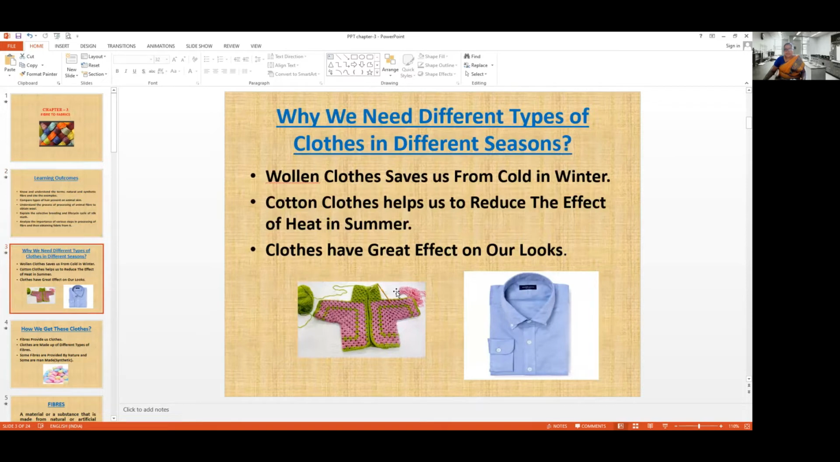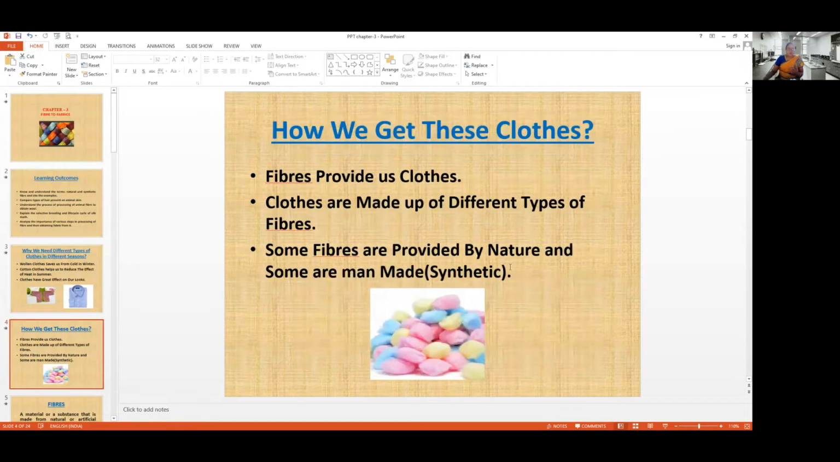So why do we need different types of clothes in different seasons? Woolen clothes save us from the cold in winter, and cotton clothes help us reduce the effect of heat in summer. And clothes have a great effect on our looks also, because clothing is the basic need of a human being. Am I right? How do we get these clothes?